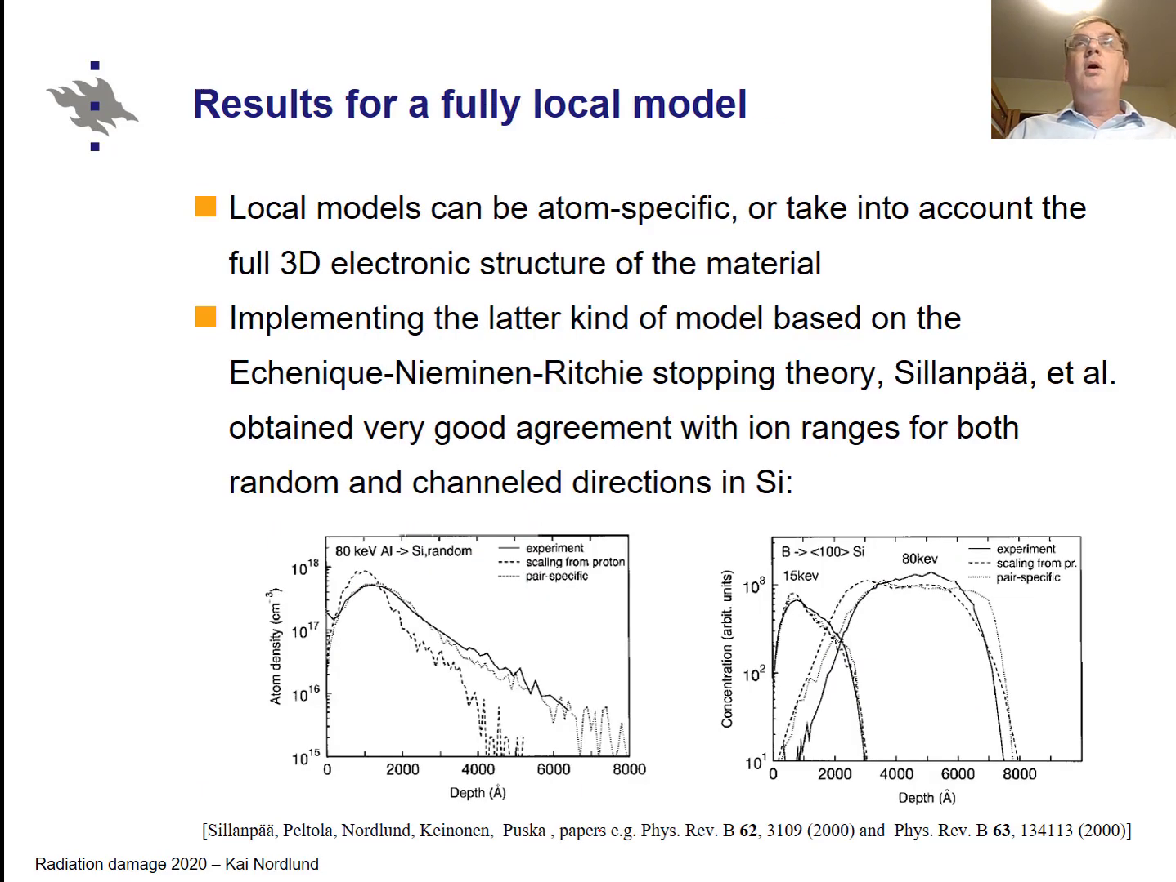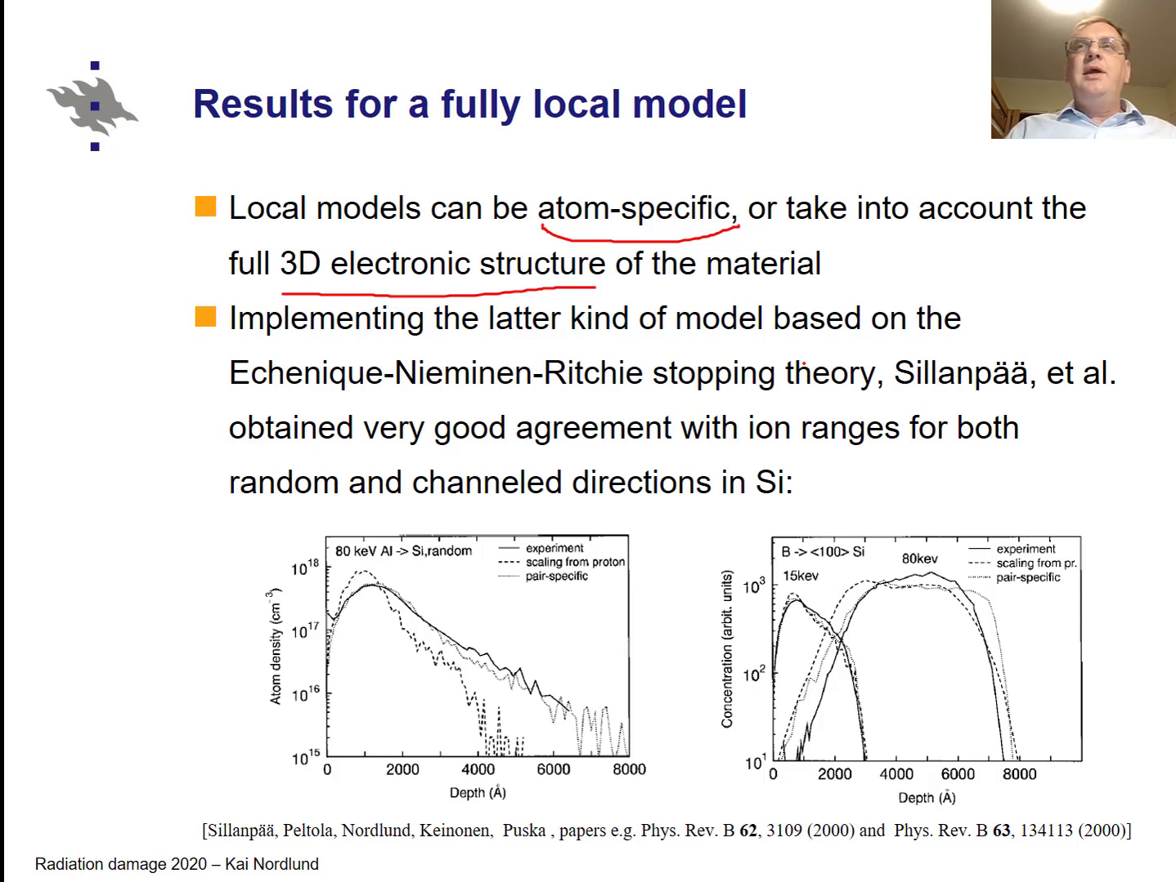Moreover, there are two basic varieties of local models. One is atom-specific, like the Virchow model I mentioned. The other ones always take into account the local electronic structure of the material wherever the ion is moving, and these can be called 3D electronic structure models.